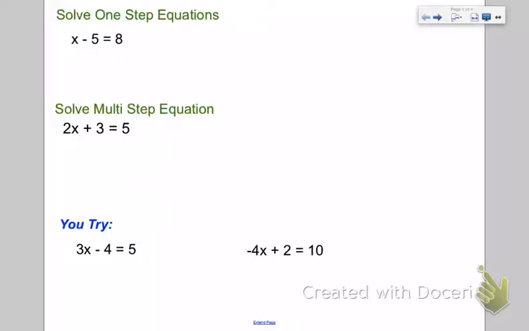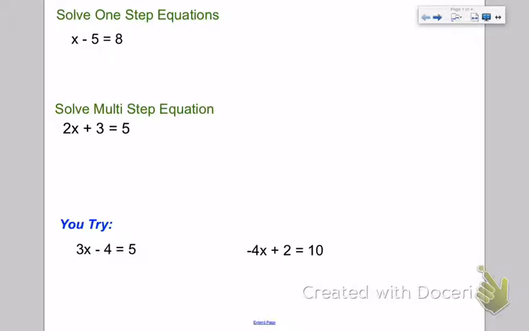Hi everybody and welcome to topic 3, solving multi-step equations. What we've been working with so far has been writing equations from words and solving one-step equations. Now we're going to solve an equation that requires more than just one step to get the variable by itself. If we look at this first example, it's something we know how to do.